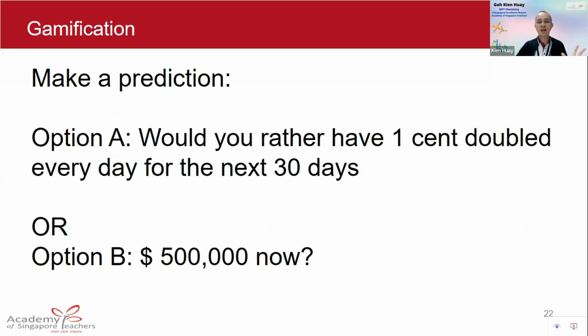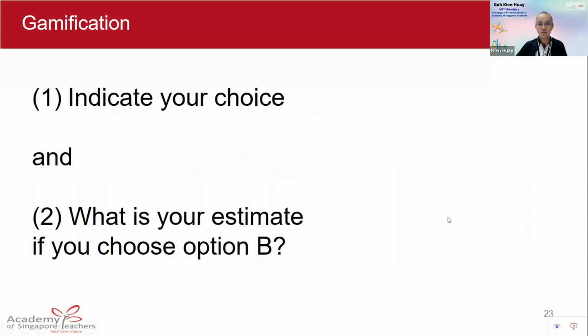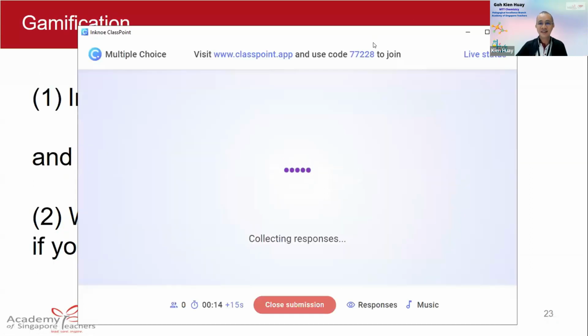Okay, so I want you to do a quick prediction now. Would you rather have 1 cent double every day for the next 30 days, or would you like to have $500,000 given to you right now? Okay, so don't take too long. Just make a prediction. Don't pick up your calculator and start to punch in the data. Okay, so I want you all to indicate your choice. Is it A or is it B?